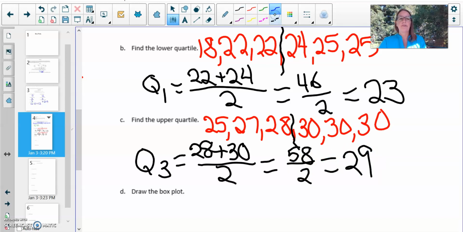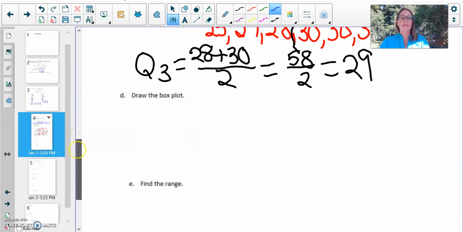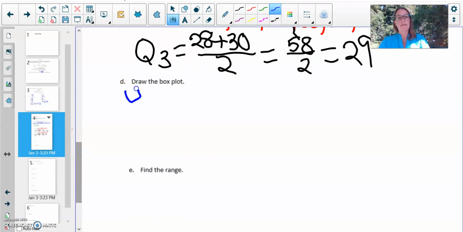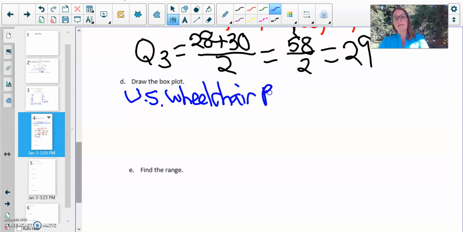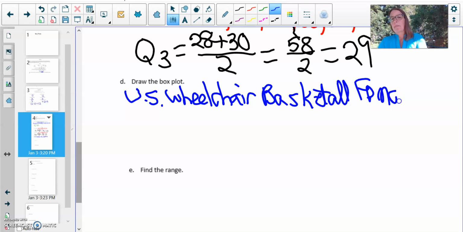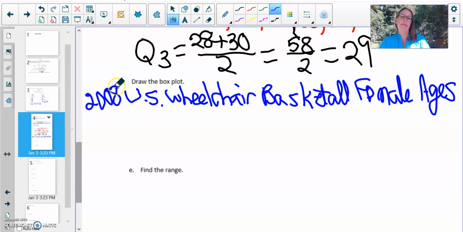Okay, now we're ready to draw the box plot. So I'm going to start with the title. So this was U.S. Wheelchair Basketball Female Ages. And I think it was 2008, so I better add that. Okay, I'm going to leave a space between the title and my number line. I'm going to leave a space, draw my number line.